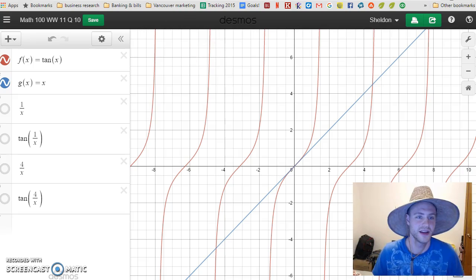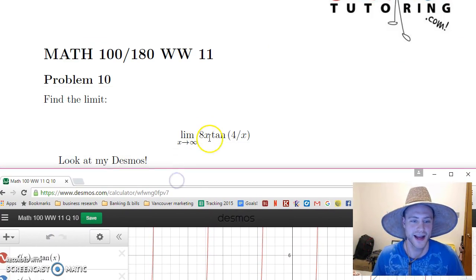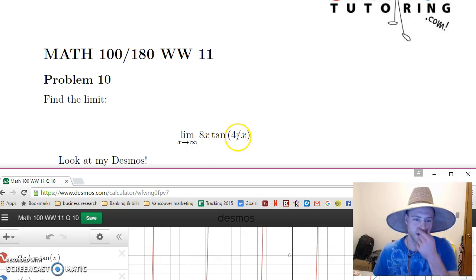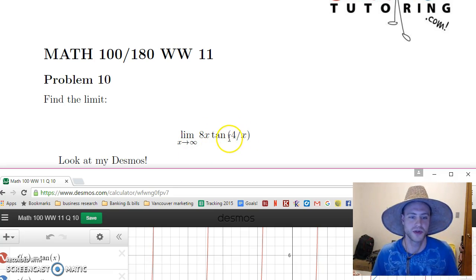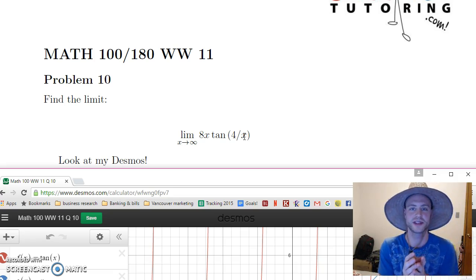Okay, check this out. So again, it's 8x. We're comparing 8x and tan of 4 over x. This goes to infinity, obviously, as x goes to infinity. What does tan of 4 over x go to? Well, 4 over x goes to 0, because as x gets really huge, it fits into the 4 fewer and fewer times. Remember, the value of a fraction is always how many times the denominator goes into the numerator.